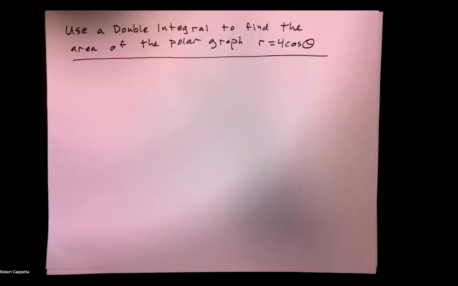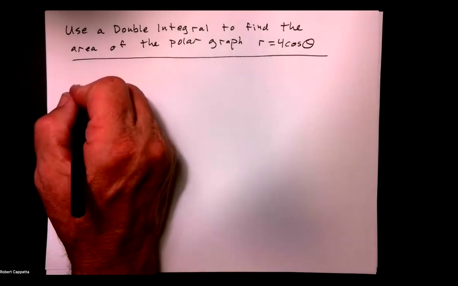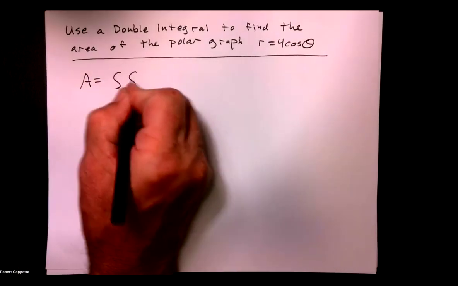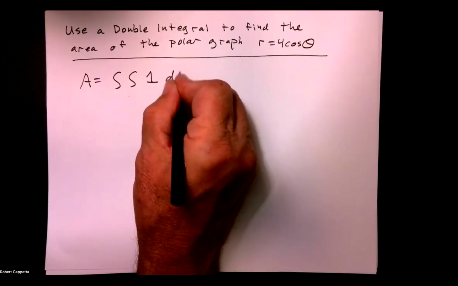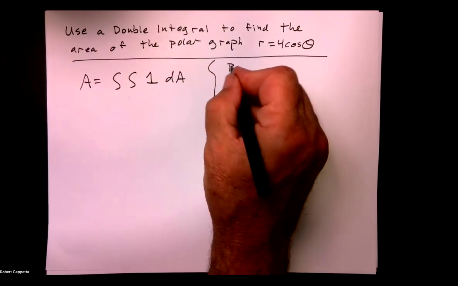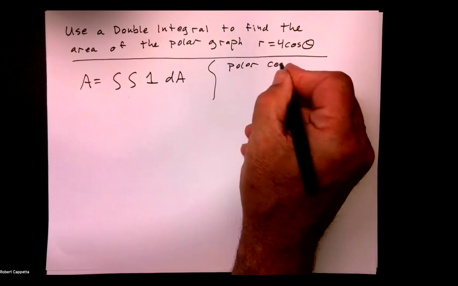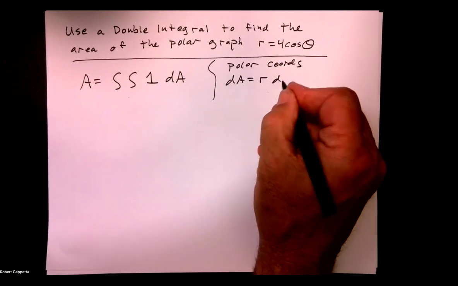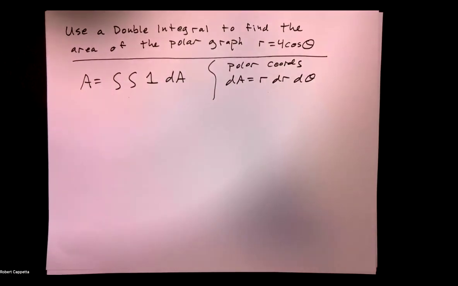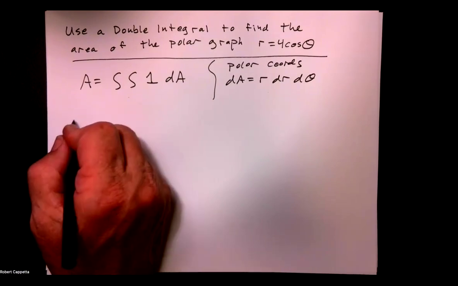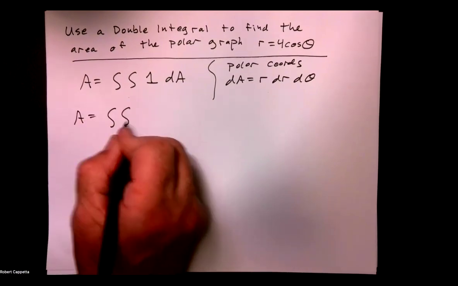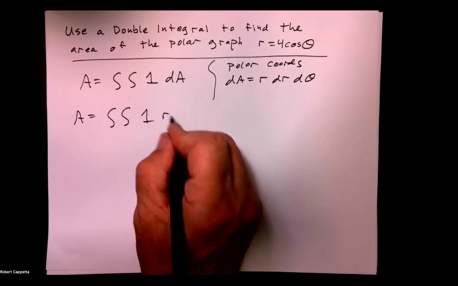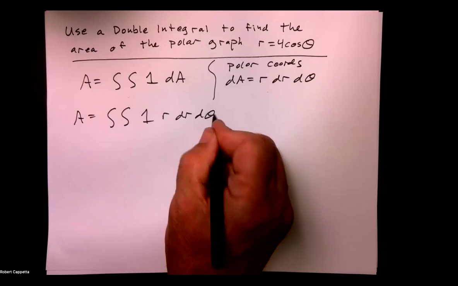So now we want to use a double integral to find the area of the polar graph R equals 4 cosine theta. Let's remind ourselves that area is the double integral of 1 dA, and in polar coordinates, we know that dA is R dr d theta. So this is what we're working with. A is the double integral of 1 R dr d theta.